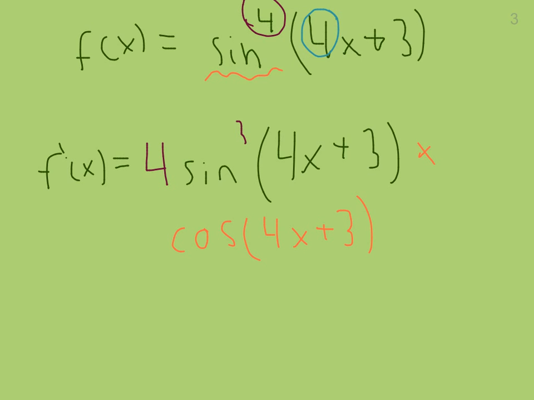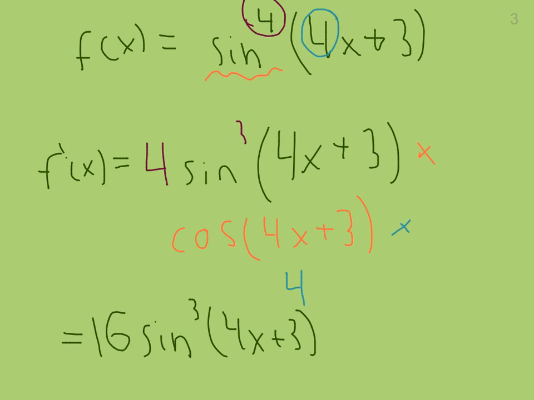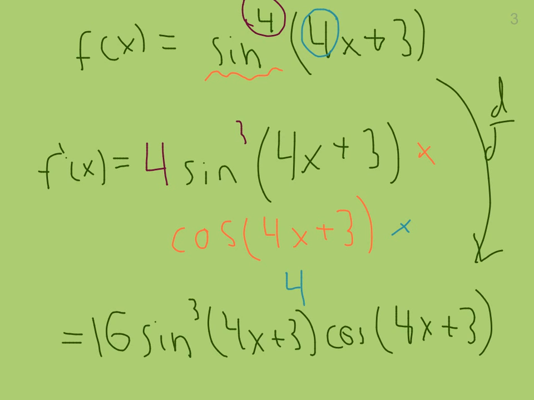And what's the next layer in? It's the 4x plus 3. What's the derivative of that? It's 4. So we have to multiply that by 4. So if we combine things, we're going to end up with 16 sine cubed of 4x plus 3 times cosine of 4x plus 3. And that is the derivative of that function.